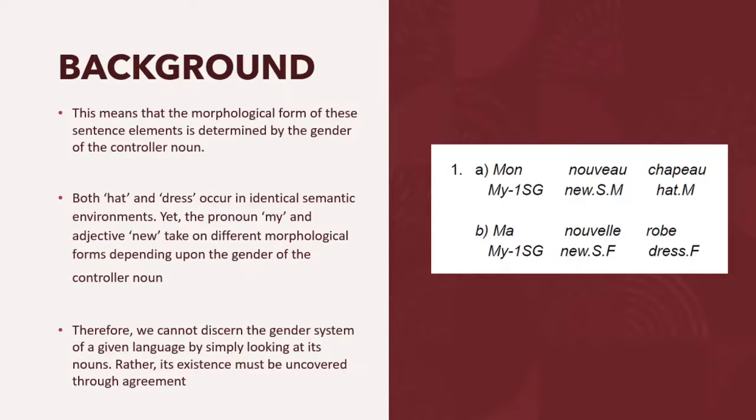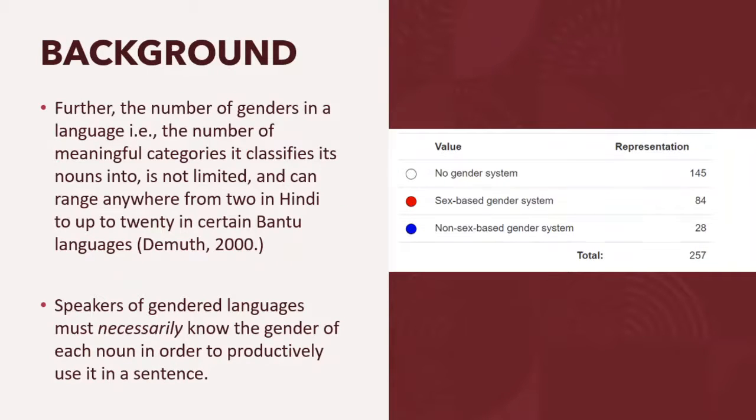Further, the number of genders in a language, that is, the number of meaningful categories it classifies its nouns into, is not limited and can range anywhere from 2 in Hindi to up to 20 in certain Bantu languages. That said, of the less than half of the world's languages that do utilize grammatical gender, most contain only about 2 or 3 gender categories.